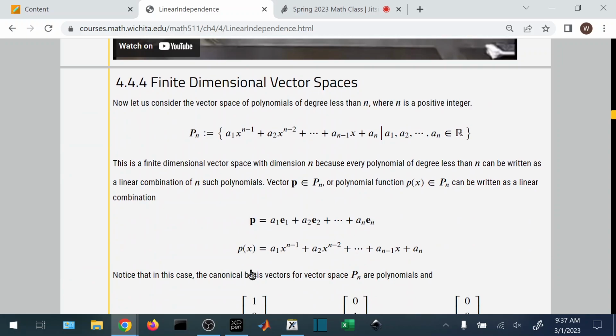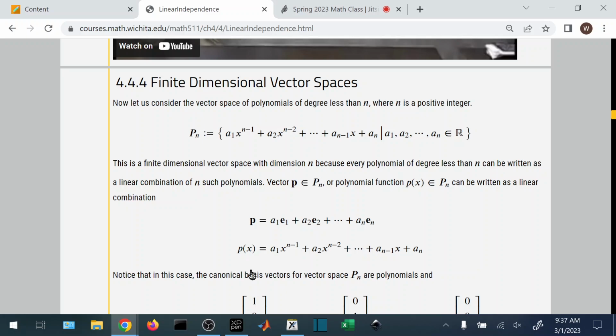Okay, so finite dimensional vector spaces. Finite dimensional vector spaces are spaces that are the span of a finite number of canonical vectors, or a finite number of vectors. If it takes more than a finite number of vectors to span the entire vector space, it's an infinite dimensional vector space. Finite dimensional vector spaces are vector spaces like Rn and Pn, the vector space of polynomials of degree less than n.